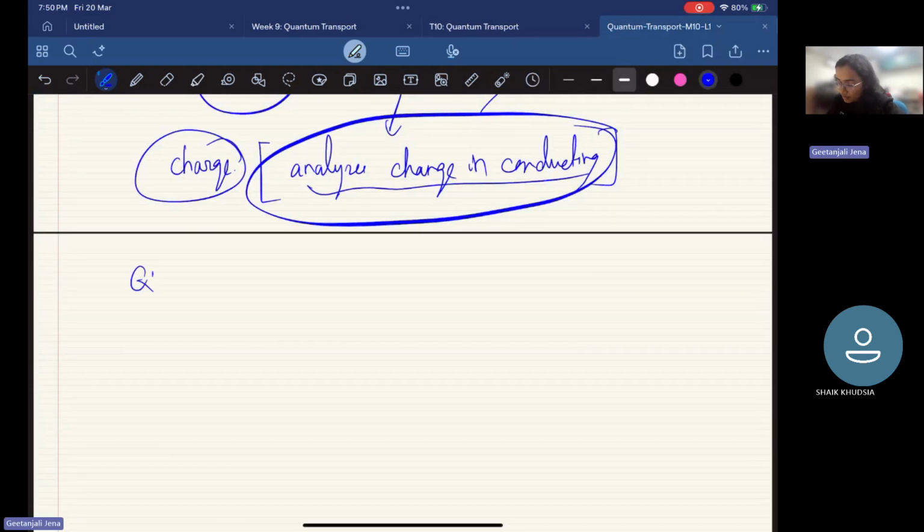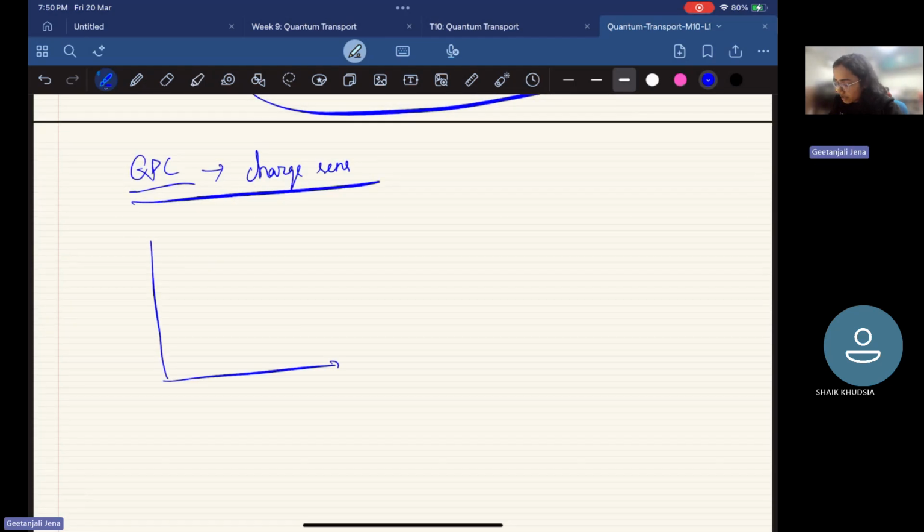So you can use the quantum point contact as a charge sensor. If you look at the conductance versus voltage graph, you can see that it behaves like this. There is a plateau region and there is a linear region for the variation of conductance. You can see here that for a very small applied voltage, the conductance is changing by a large amount. So that is why we can use the conductance as a parameter to use as a sensor.